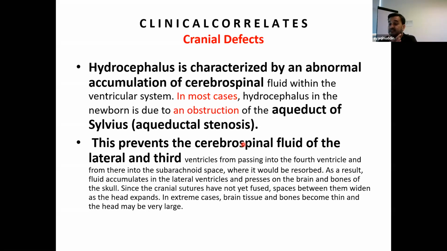Since the cranial structures have not fused at the time of birth, what you would see is that the head circumference will expand, and in extreme cases, the brain tissue and bones become thin, and the head may be very, very large.